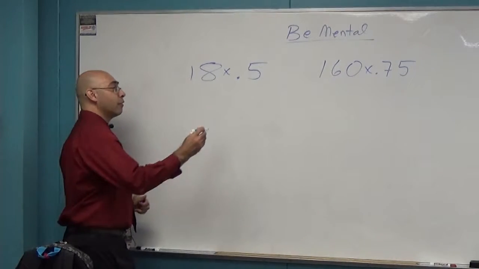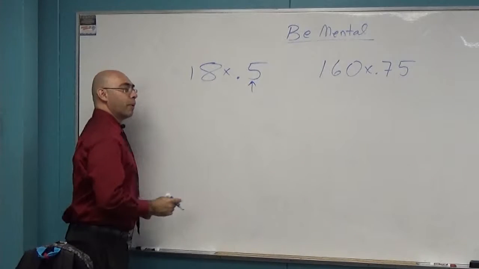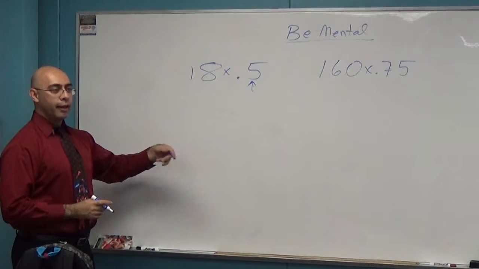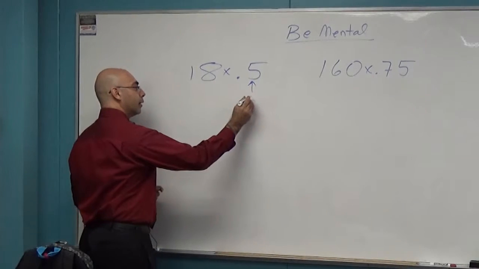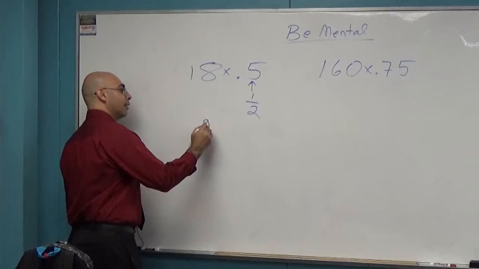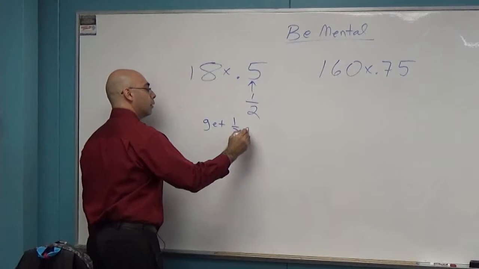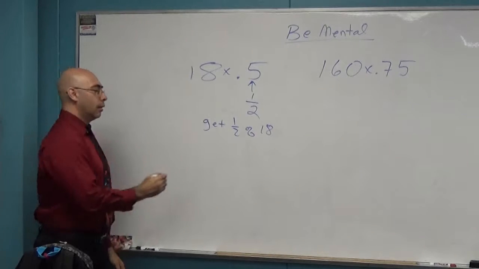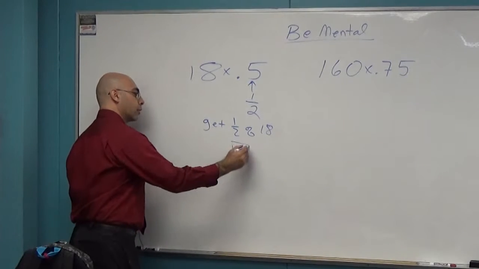This 0.5, if you remember way back in last year, we know that 0.5 means 5 over 10. And if you reduce 5 over 10, what do you get? 1 half. So this just means to get half of 18. So what's half of 18? 9. So that's your answer.